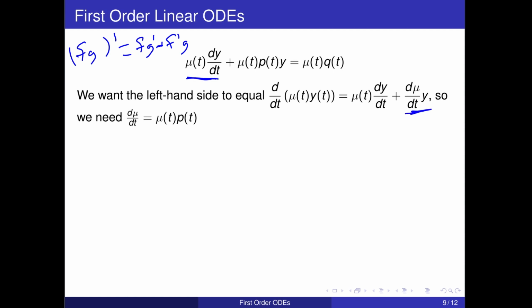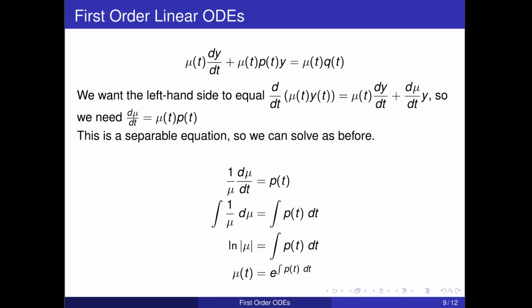All right, the other term in the product rule is d mu/dt times y, and what actually shows up in our differential equation is mu of t times p of t times y. And so that means in order for this to be a product rule expression, what we need is for d mu/dt to be equal to mu of t times p of t. All right, and now that is exactly a separable equation, which we know how to solve. We move the mu term to one side by dividing, and then we can just integrate both sides. Okay, so divide both sides by mu, take an integral of both sides.